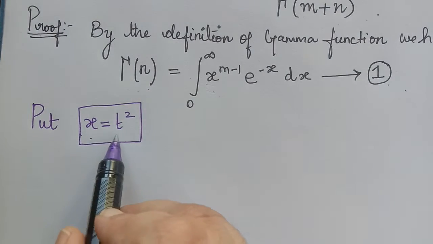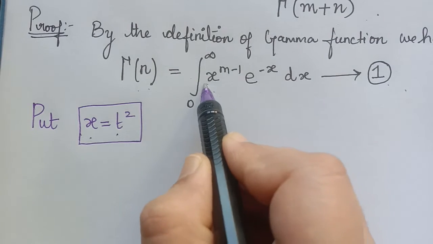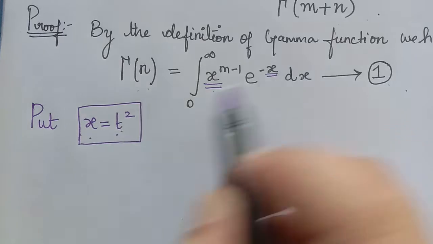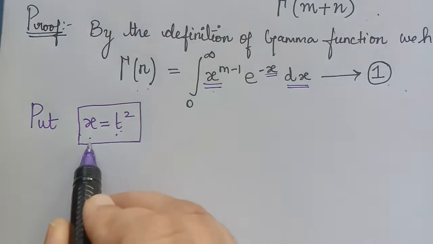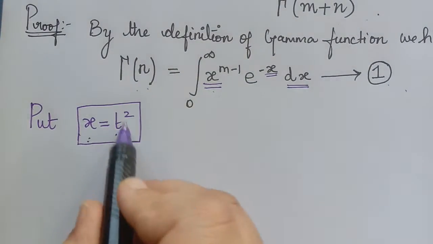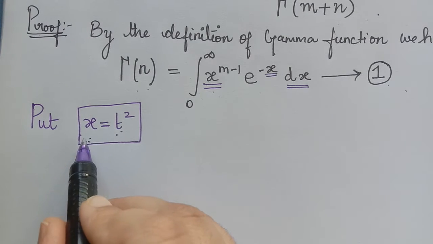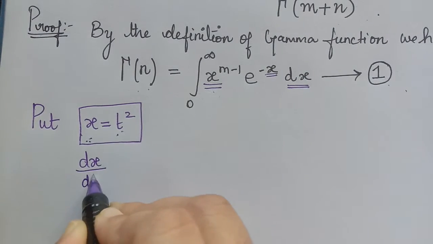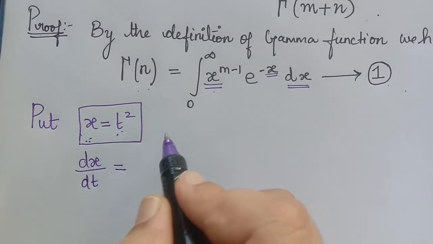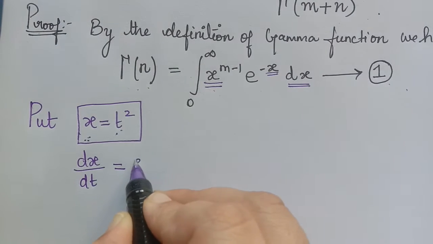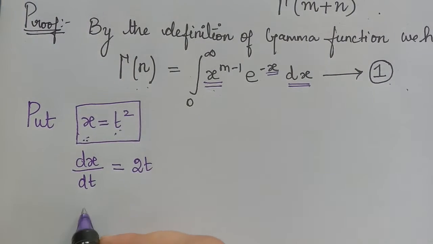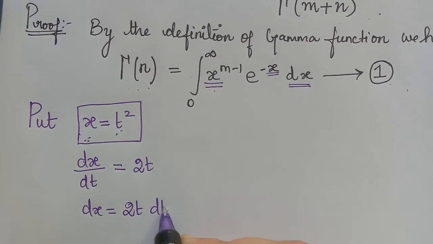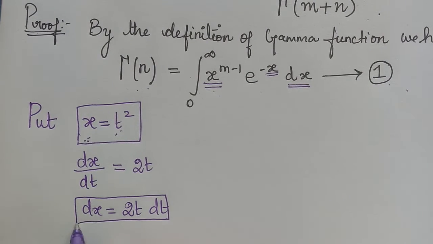If we put x is equal to t square, we will be replacing the x over here as t square. What about this dx? That we have to find. We have to differentiate this x with respect to t in order to find dx. So we have dx by dt is equal to, we know that the differentiation of t square is 2t. And so from this dx is equal to 2t dt. So we have obtained dx.